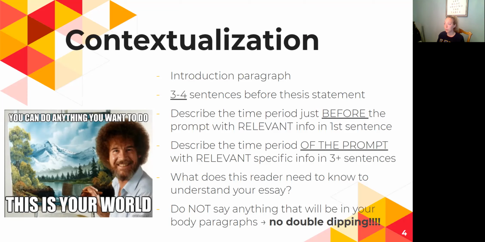And then the next 3+ sentences are describing the time period of the prompt. So the goal here is, if I were to be handing this essay off to someone like your parents who have not had history since like the 1980s, what do they need to know about this topic in order to understand the rest of the essay? If I was just to plop this person randomly into history, what do they need to know about what else is happening in the US or the world that's relevant that could impact what I'm about to say in this essay?